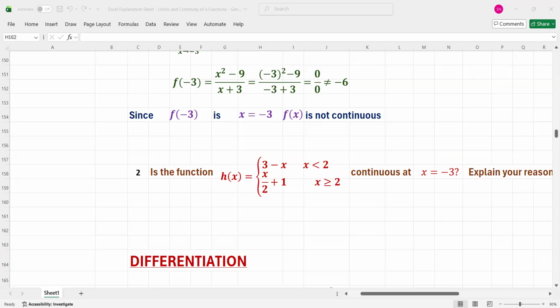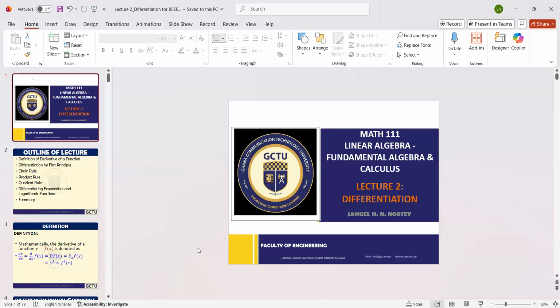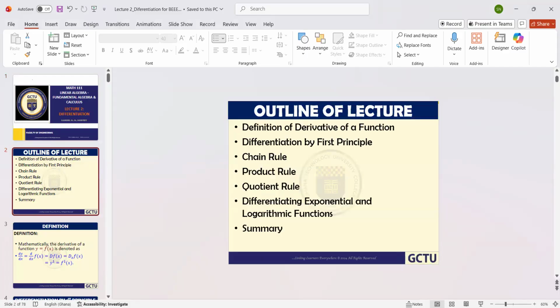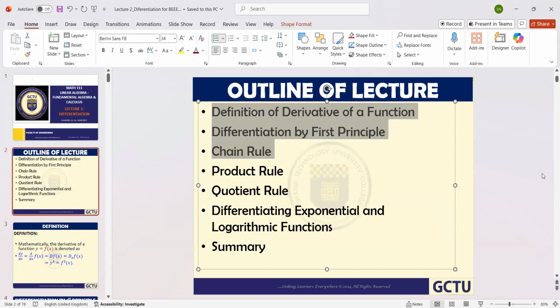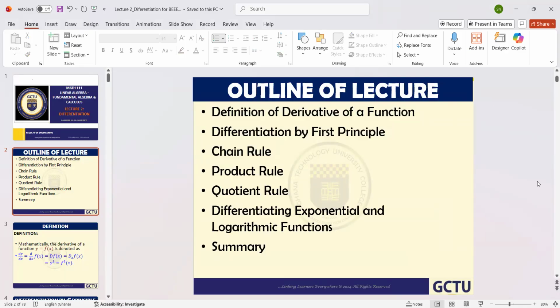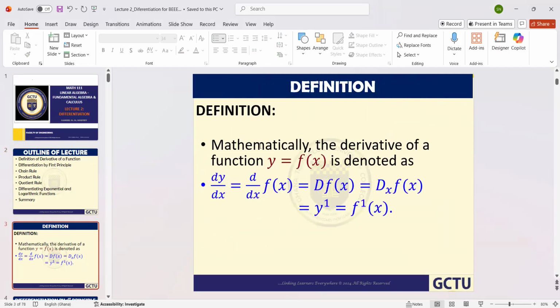So this is a PowerPoint on differentiation. These are the areas we'll be looking at in this material, but like I said, I haven't gone through it. I've done only the first two points: the definition of a derivative of a function, and what we mean by differentiating a function using first principle. Okay, so this is what we mean by differentiating.